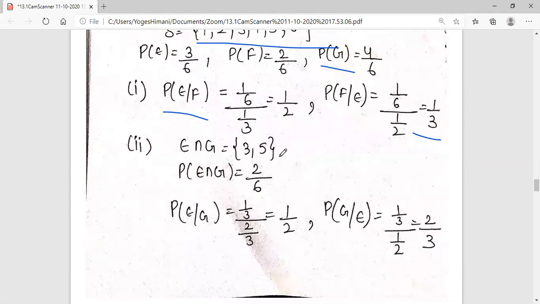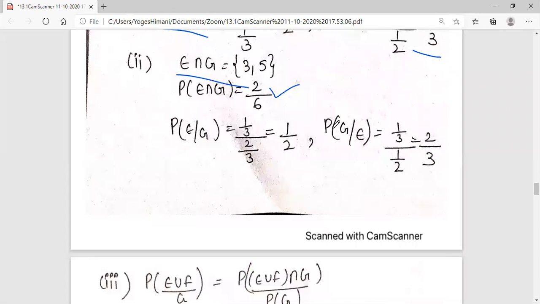Now we have to find G by E and E by G. First we will find E intersection G. What is common in E and G? Only two elements. That's why probability is 2 by 6. Then E by G formula, intersection upon probability of G, 1 by 3 upon 2 by 3. Same G by E, intersection of G and E upon probability of E.